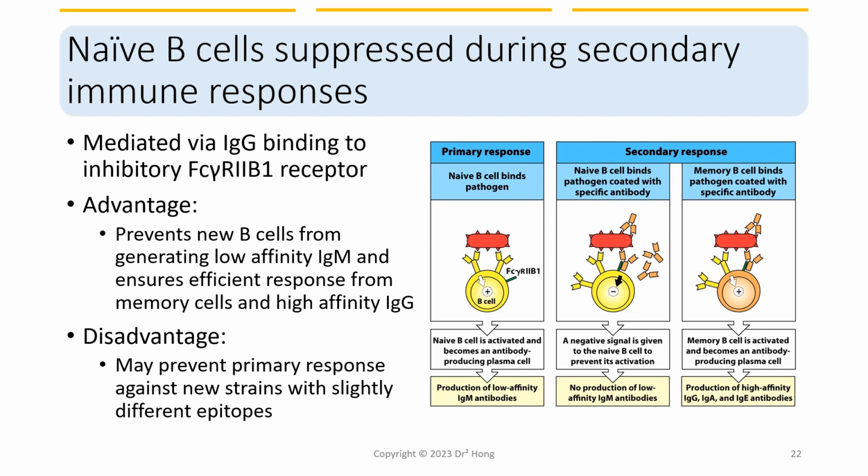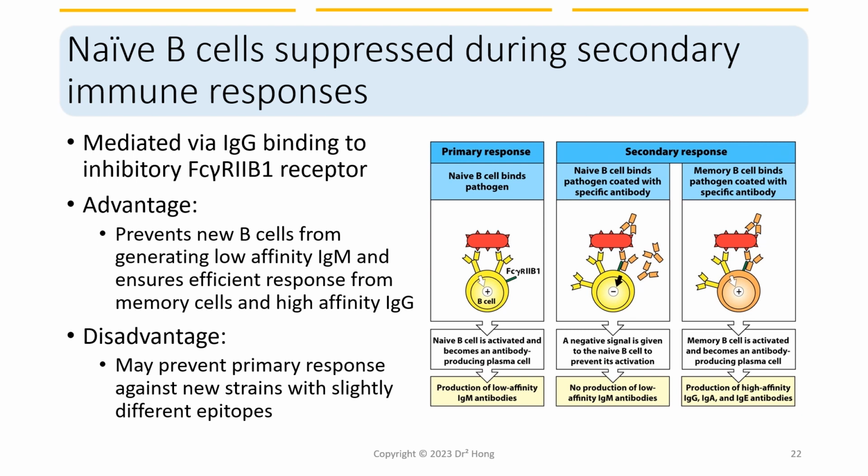However, during a secondary response, the antigen receptor and the Fc receptor, Fc gamma RIIB1, on a naive B cell can be cross-linked by a pathogen coated with IgG. This delivers a negative signal that prevents the activation of the cell, shown in the middle panel. This can help prevent new B cells from generating low affinity IgM and ensure an efficient response from memory cells to produce high affinity IgG.